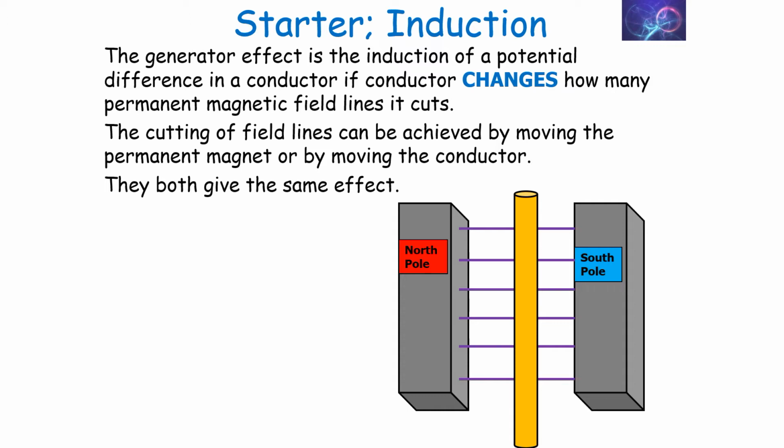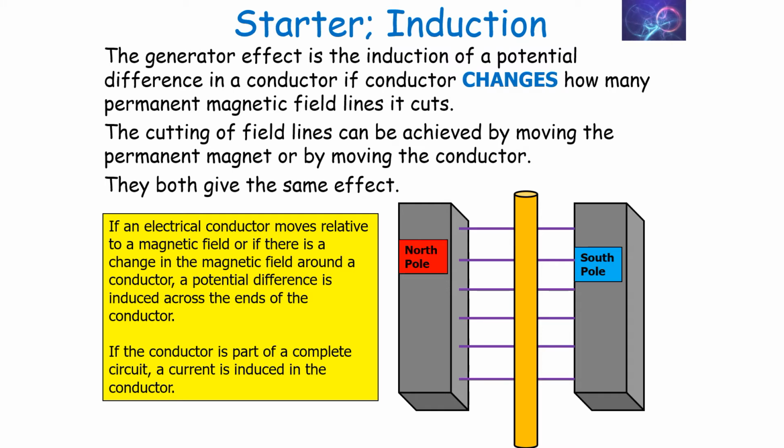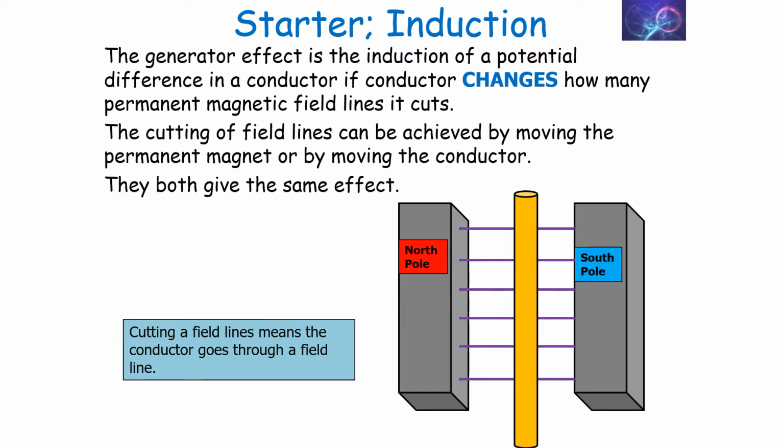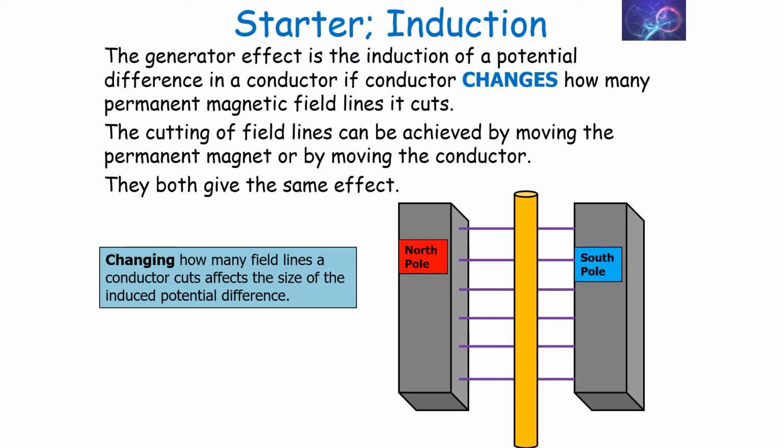Now the cutting of field lines can be achieved by moving the permanent magnet or by moving the conductor. They both give the same effect. So if an electrical conductor moves relative to a magnetic field, or if there's a change in the magnetic field around the conductor, a potential difference is induced across the ends of the conductor, and if the conductor is part of a complete circuit, a current is therefore induced.